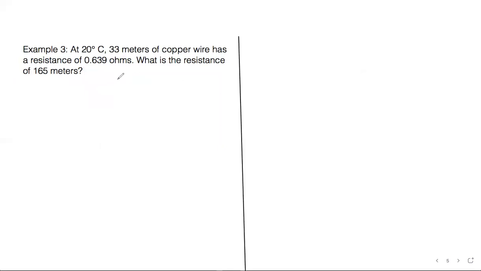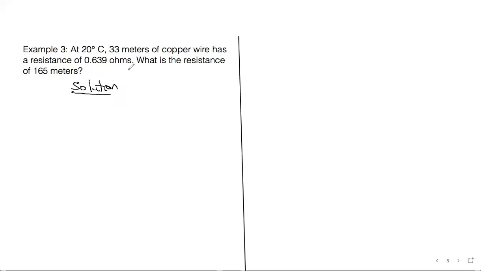Example 3. At 20 degrees Celsius, 33 meters of copper wire has a resistance of 0.639 ohms. So what is the resistance of 165 meters? So here you just have the length and the resistance at a particular condition, and you have to find the resistance that corresponds to another length. Now this is a little bit tricky, but if you understand the concept, you should be able to solve this. It's easy.